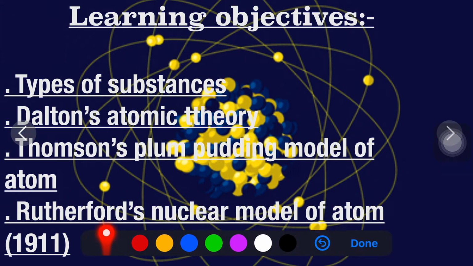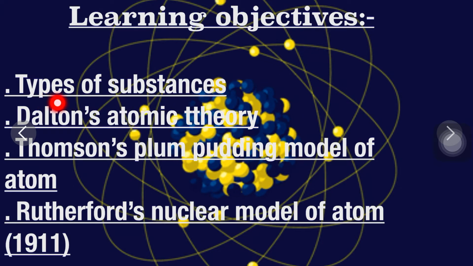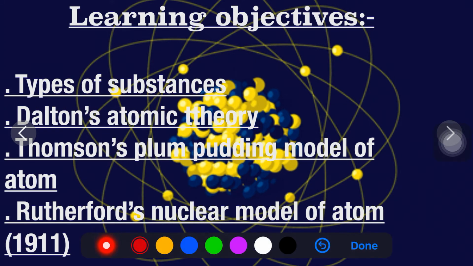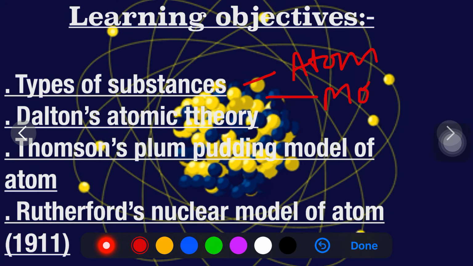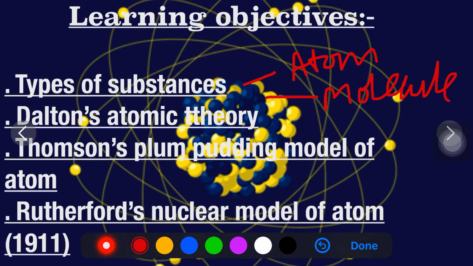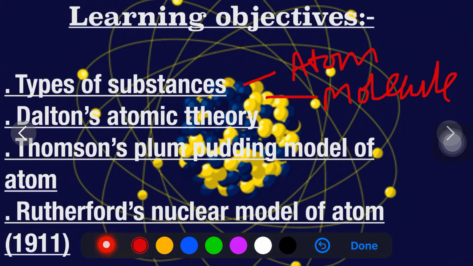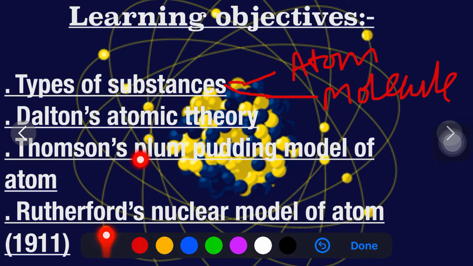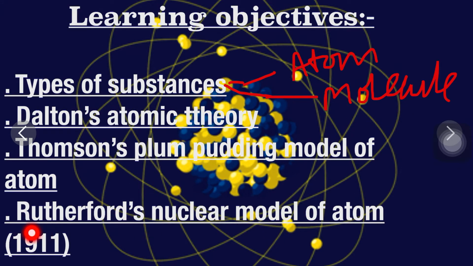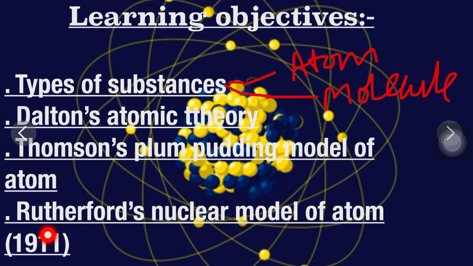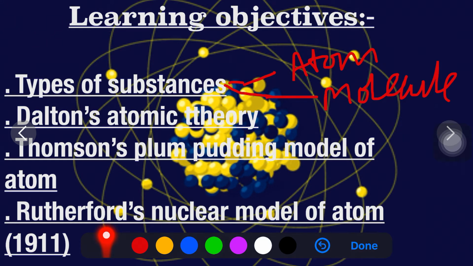So students, what are we going to learn in this video, what are the learning objectives? Here are the types of substances and Dalton's atomic theory. Dalton was a scientist who discovered what things are present inside the atom, and what an atom is made up of. The next is Thomson's plum pudding model of the atom. And the last, Rutherford's nuclear model of the atom in the year 1911. Now let us see what they did and what was found inside the atom by these scientists.